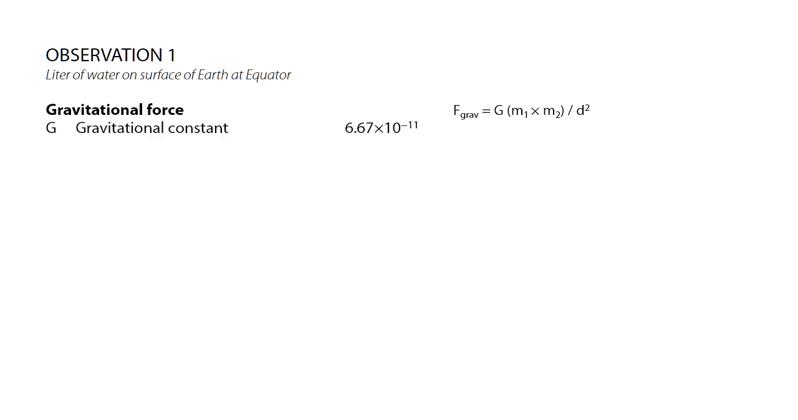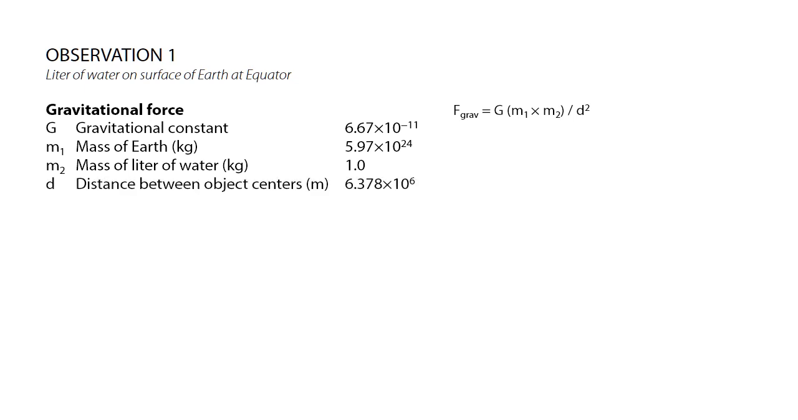Let's start with water on the Earth. The force of gravity is described by this formula. G is the universal gravitational constant, and it's a very small number. M sub 1 is the mass of the Earth, and it's a very large number. M sub 2 is the liter of water that weighs approximately 1 kilogram.